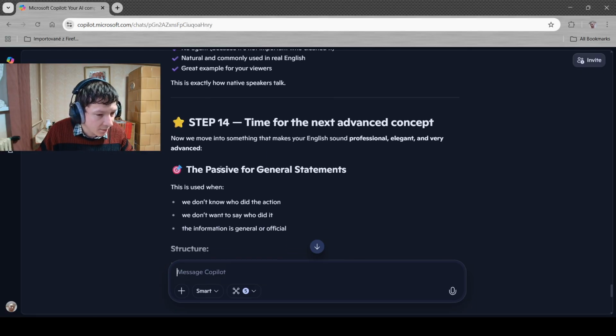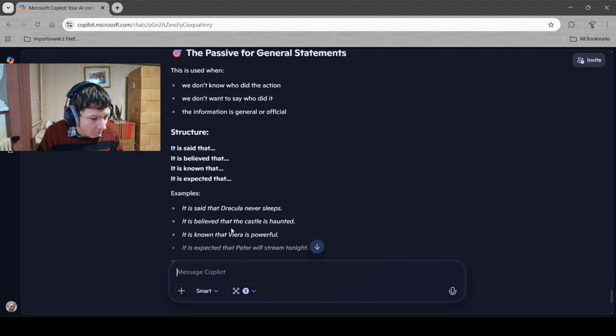Let's revise it again. The passive for general statements. This is used when we don't know who did the action, we don't want to say who did it. The information is general or official.